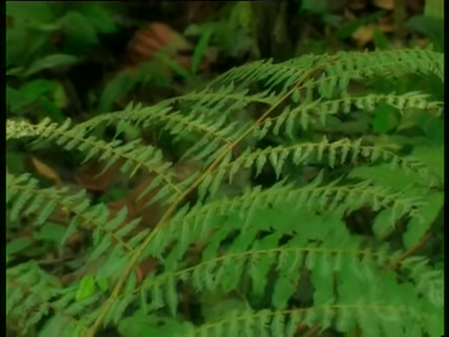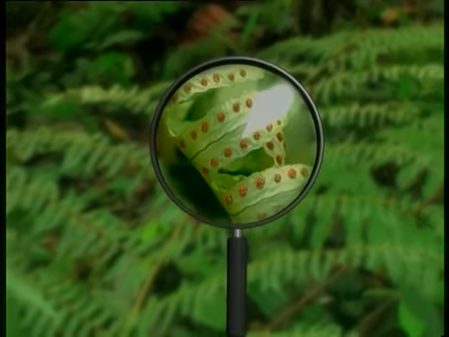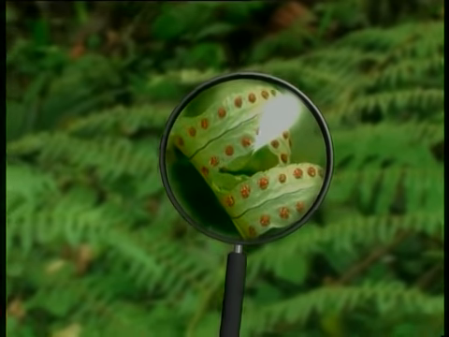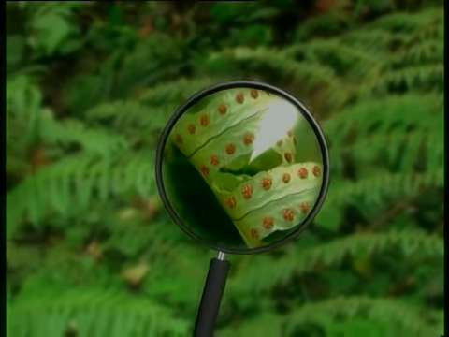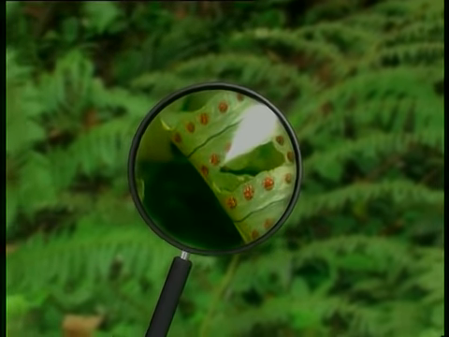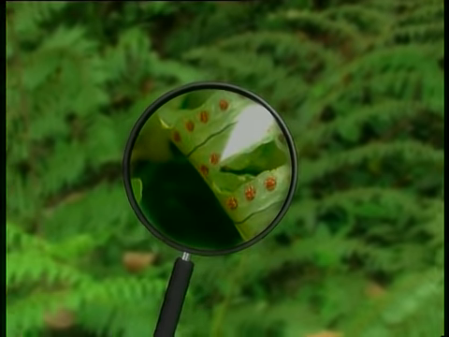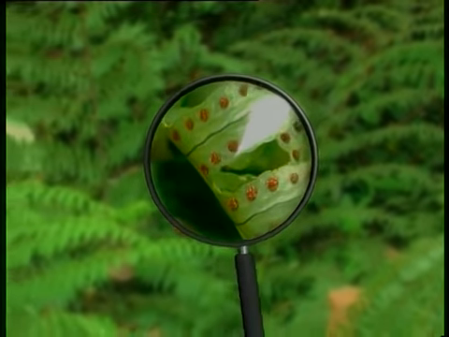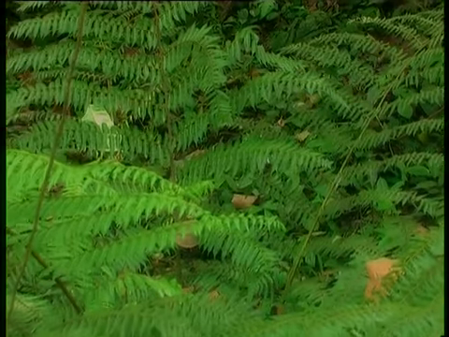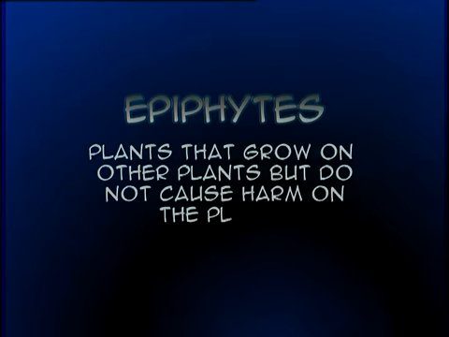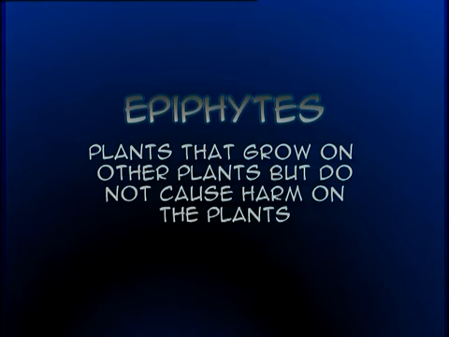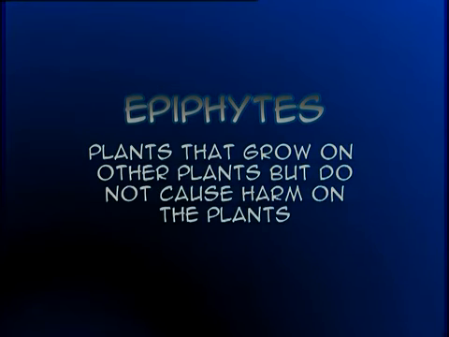Ferns have true leaves, stems, and roots. Ferns reproduce from spores. Clusters of spore bags can be seen at the back of a mature fern. They are epiphytes, plants that grow on other plants but do not cause harm to the plants.